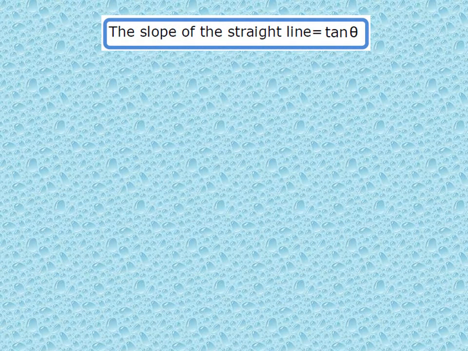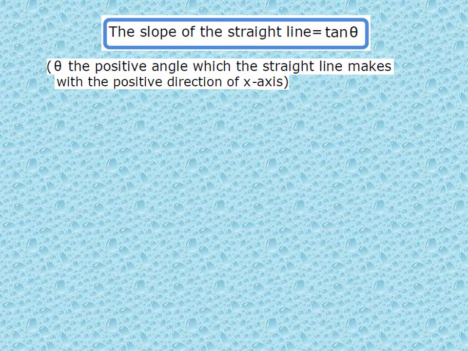The slope of the straight line equals tan theta, where theta is the positive angle which the straight line makes with the positive direction of the x-axis.